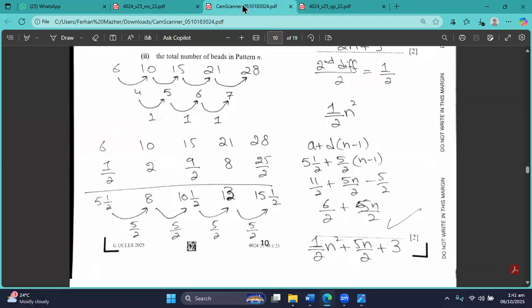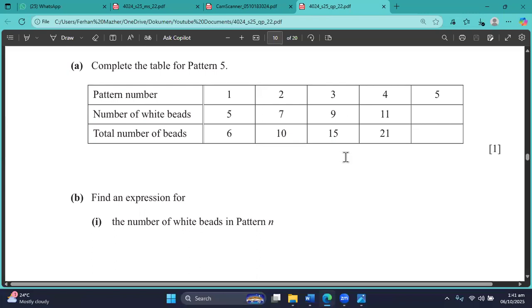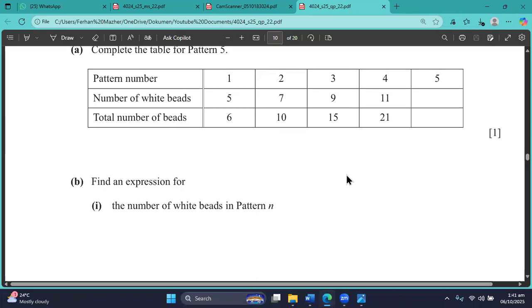There are two methods. There's another method of finding this, and you can use that also, but we have learned this method. You can use this, it's up to you. Okay, and then we are done with this question.